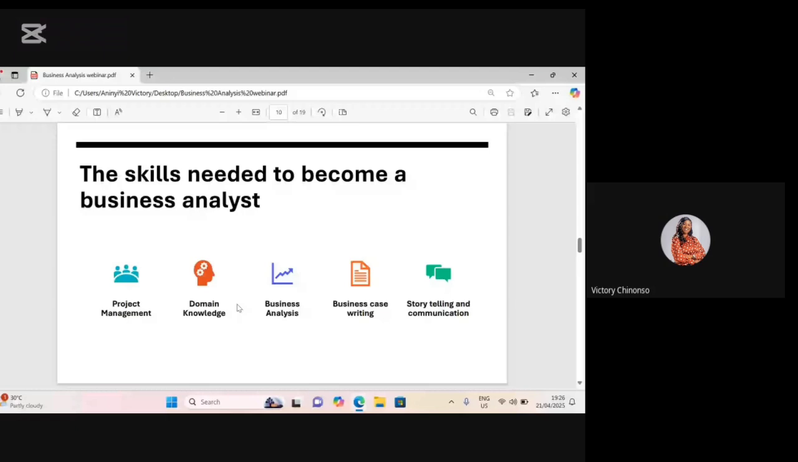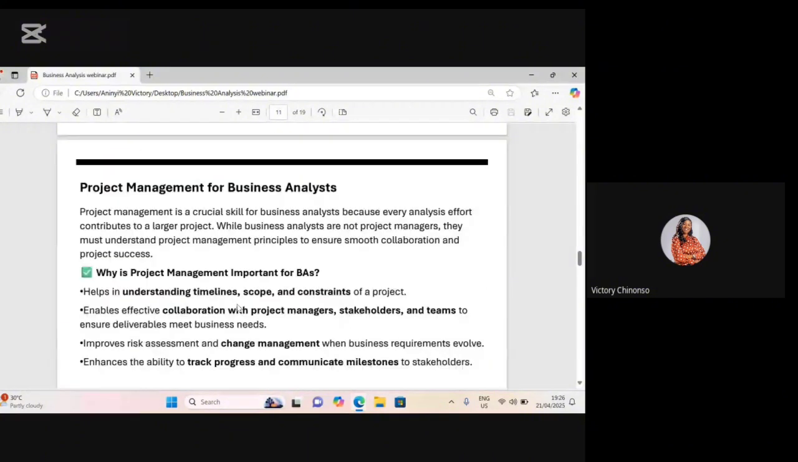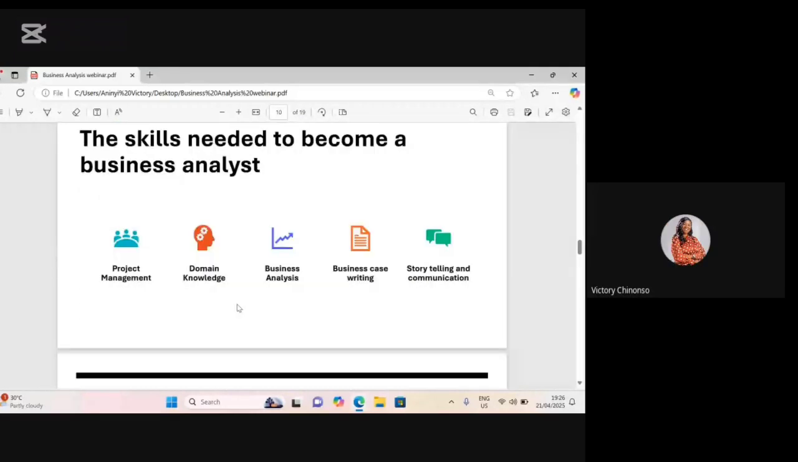So let's go to the next slide. I think this slide I'm leaving it for my team member, Patricia. The skills needed to become a business analyst are project management, domain knowledge, business analysis, business case writing, storytelling, and communication. So I'm going to hand over to her now to explain these skills that a business analyst needs. So yes, let me just mute my mic.